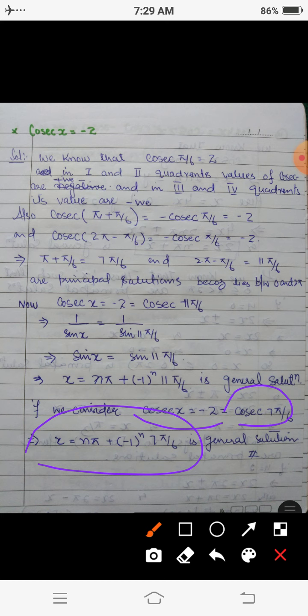Here again, if we put n equals 0, x becomes 7 pi by 6. Or in the other case, if we put n equals 0, it becomes 11 pi by 6. So these are the principal solutions. Principal solution means which are independent from n. Hence these are the only two principal solutions for this cosec x equals minus 2.